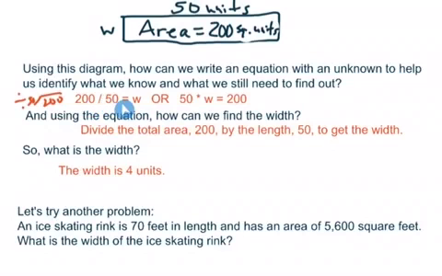So 200 divided by 50 equals W, or I might say 50 times W equals 200. Same concept. How can we find the width by using this? Well, I'm going to divide the total area, 200, by the length of 50 to get the width. So I can know that that's 4 because 4 times 50 is 200.